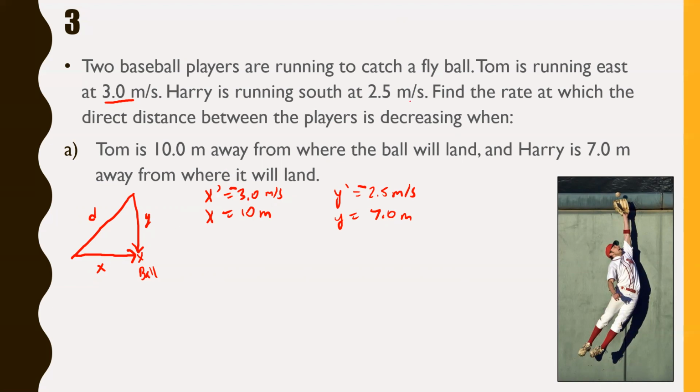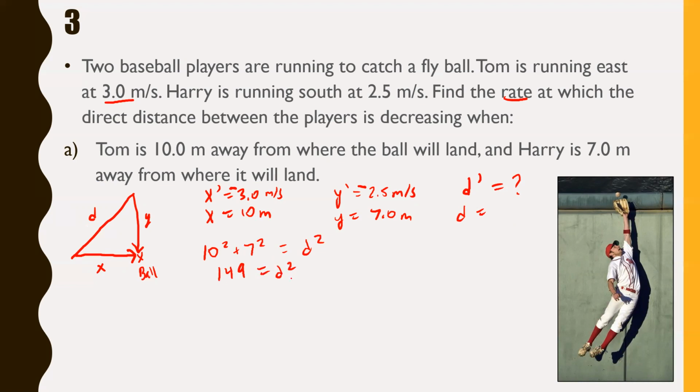I guess what we're looking for is the rate at which the direct distance between the players is decreasing. So what we're looking for is the rate of change of the distance. So we're looking for d prime. The good news is we can solve for d just by using Pythagoras here, right? So if we're wondering what d is, we can just use Pythagoras using our x and our y. So 10 squared plus 7 squared equals d squared. That's 149 equals d squared.